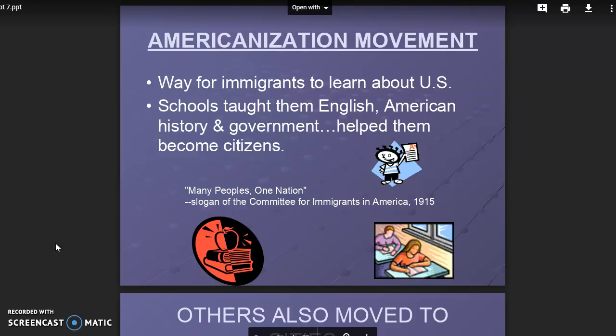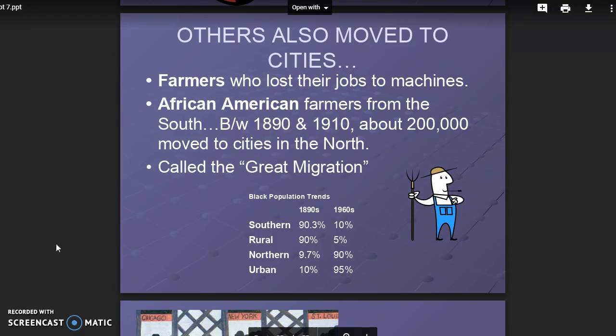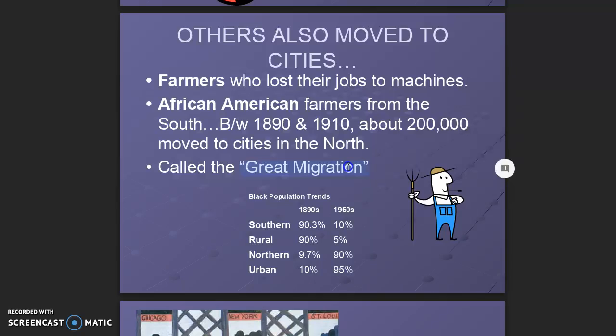Question number 15, what other groups moved to the cities and why? What was the Great Migration? On this slide, other people who moved to the cities are farmers, they lost their jobs to machines, and African Americans, farmers from the South. Why did they come here? Jobs, jobs, jobs. This is what is called the Great Migration. So also next to number 15, write down the Great Migration is many people, especially African Americans, moving from the South to the North up in the cities, and we had a rapid growth of our cities.